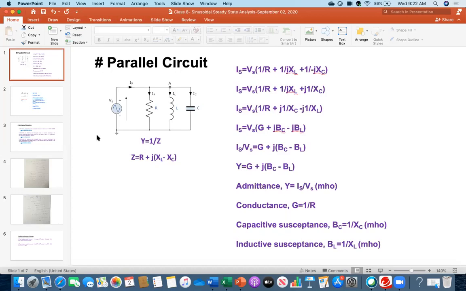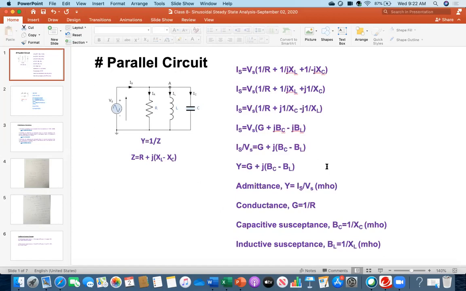So in case of the series circuit, this was the impedance, Z. Here the similar thing is admittance. And R is resistance; here the similar component is conductance. In case of the series, it was XL; in the parallel case this is BL. This was XC; in case of parallel, this is BC. And then you see there is a relationship: BC is 1 over XC, BL is 1 over XL, G is 1 over R, and then Y equal to 1 over Z. This is the relationship.